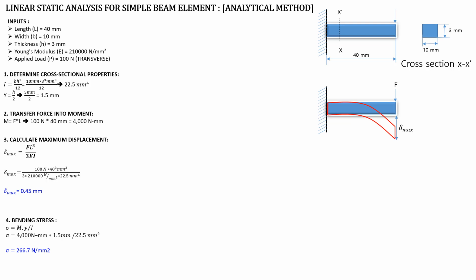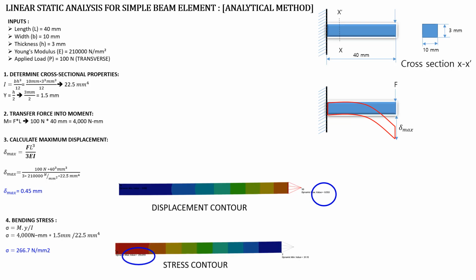Okay, now I'm going to compare this analytical value with the FEA value from the analysis we performed. So the displacement value in the FEA method is 0.55 mm, which is a 0.1 mm difference from the analytical value we calculated. And the stress value in FEA is around 255 megapascal, and the analytical value is around 266 megapascal.